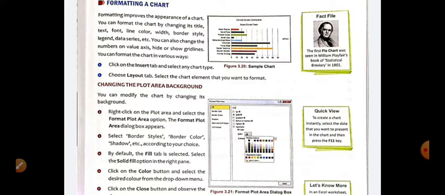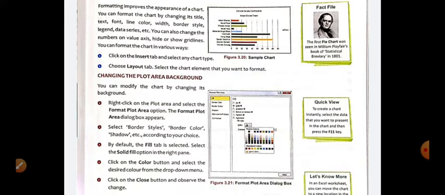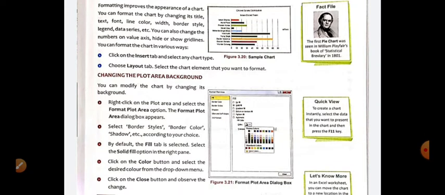Then changing the plot area background. Suppose you want to change the background of your plot area. Then for that what you have to do? You can modify the chart by changing the background. How? Right click on the plot area and select the format plot area option. The format plot area dialog box will appear in front of you as you are seeing in figure 3.21. Select border styles, border color, shadow, etc.